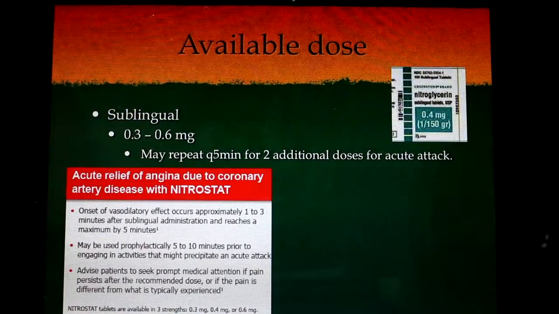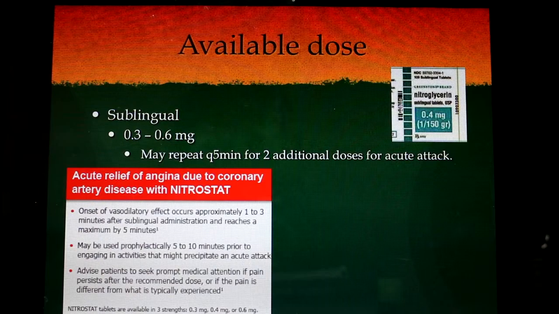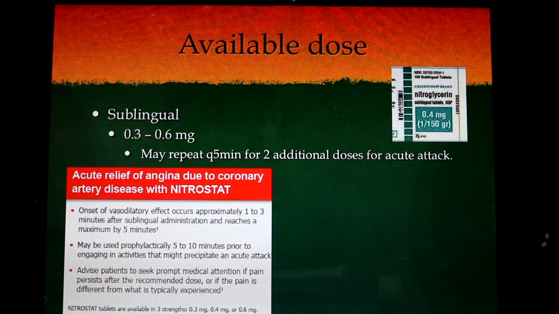What is the available dose for sublingual nitrate? In the market, the available dose is 0.3 to 0.6 milligram, but mostly tablets are available in 0.4 milligram and may be repeated every 5 minutes for 2 additional doses for an acute attack. So this is how we get acute relief of chest pain due to CAD, which is coronary artery disease, with nitro. You can also use this prophylactically 5 to 10 minutes prior to engaging in activities where we know the person can experience chest pain.